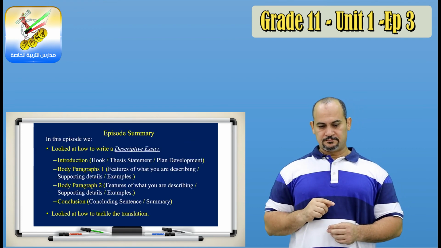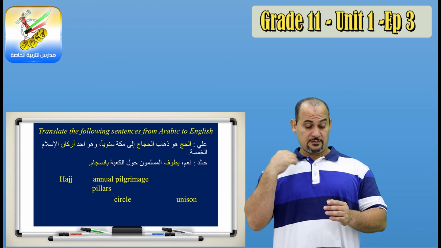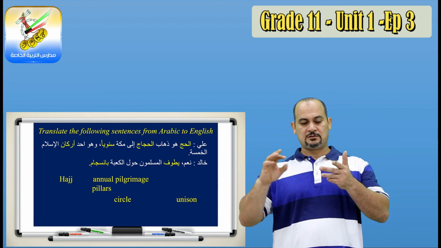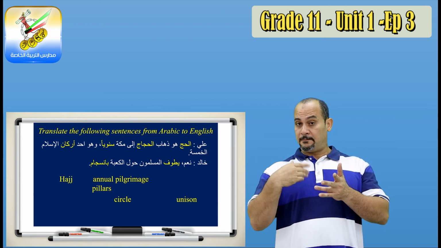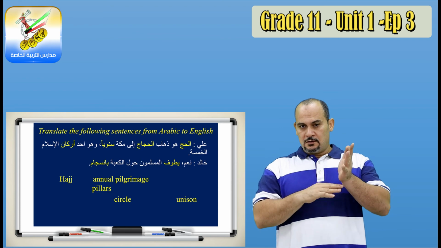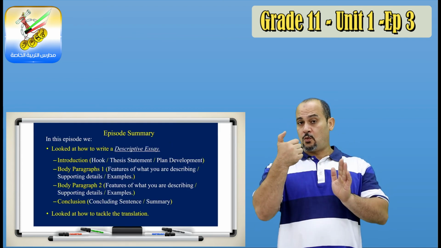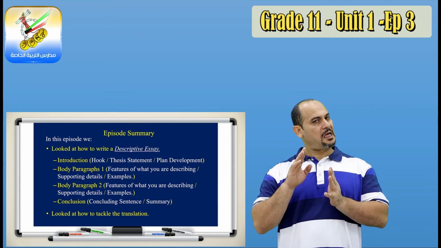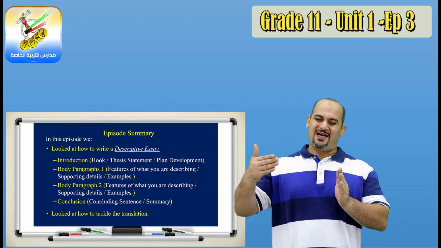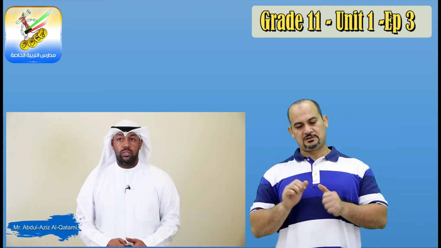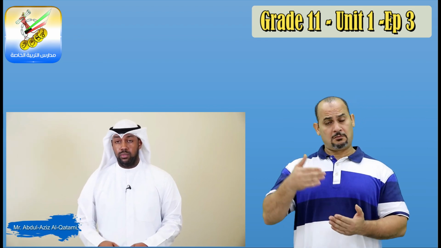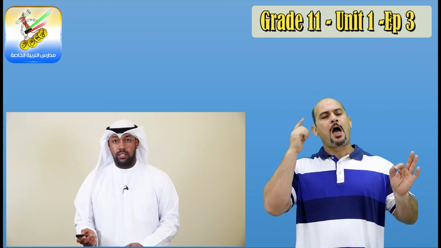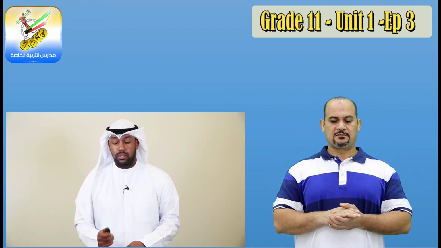In this episode, we looked at how to write a descriptive essay. Introduction, we wrote the hook, thesis statement, plan development. And also we talked about the body divided into 2 parts. Body paragraph 1, body paragraph 2. And the conclusion. And we said you write concluding sentence or summary. And also we looked how to tackle the translation, and we said if you want to translate, don't translate word by word, but translate the whole sentence so you can deliver the meaning correctly.